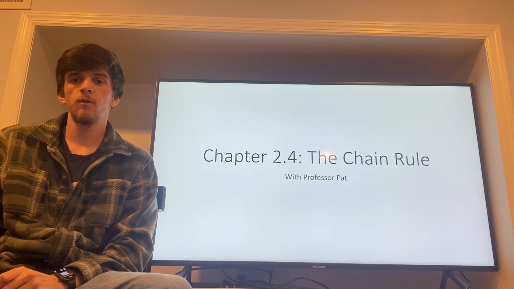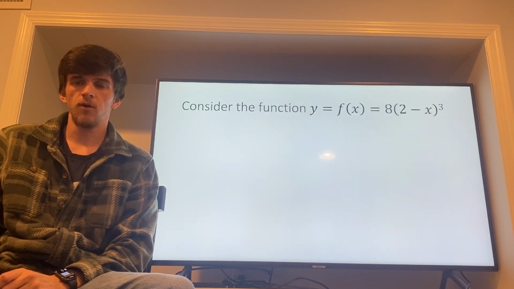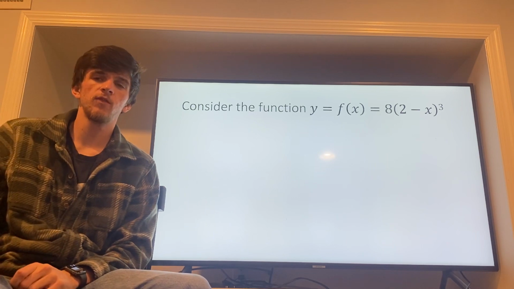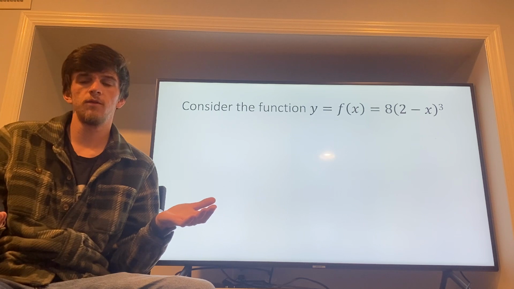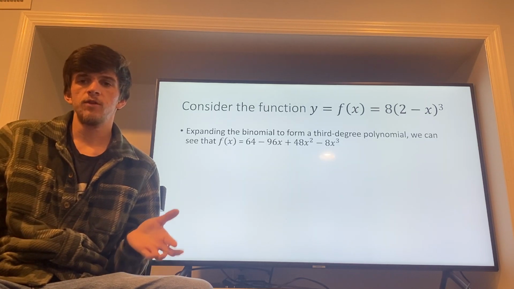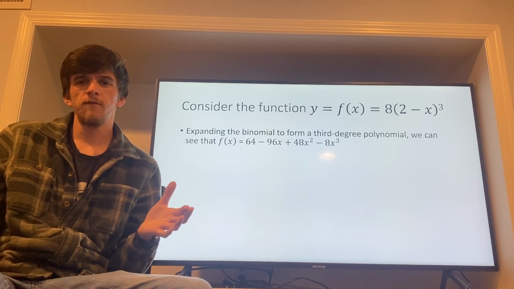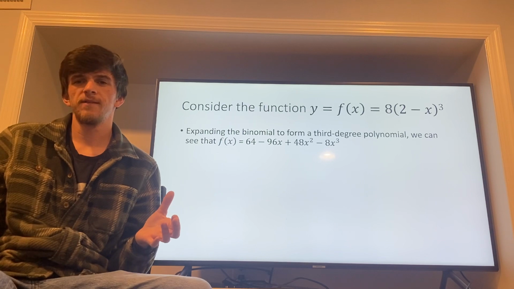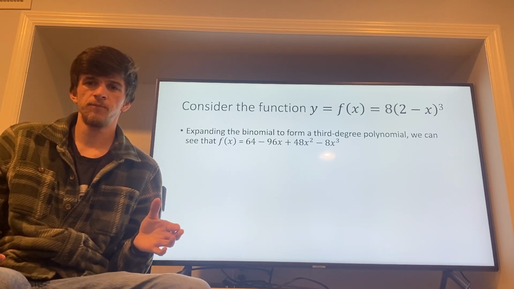Now before I want to talk about the chain rule, I want to retouch differentiation. So firstly I want to consider this function. F of x equals 8 times (2 minus x) all raised to the third power. If we distribute the 8 and expand the binomial, we get f of x equals 64 minus 96x plus 48x squared minus 8x cubed.